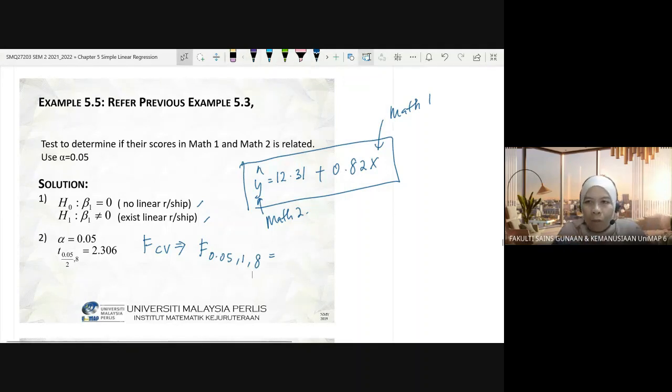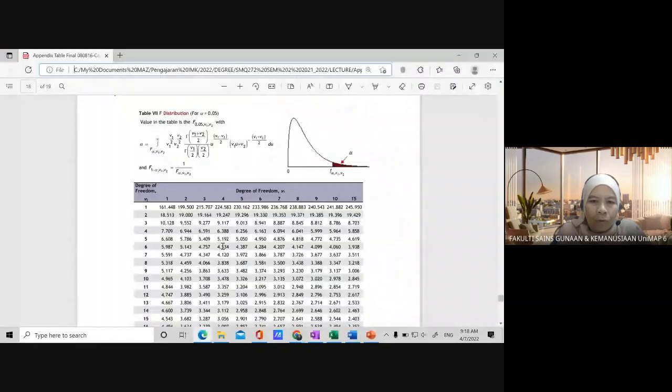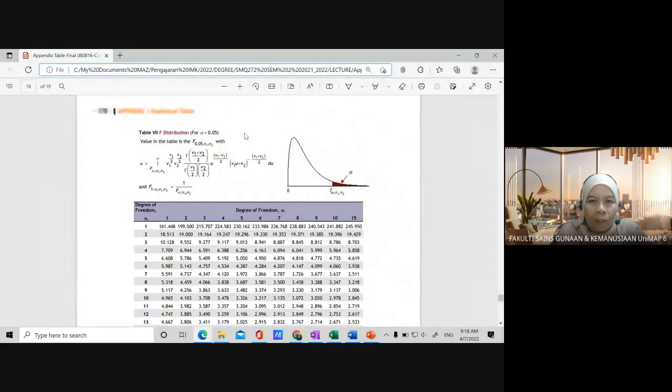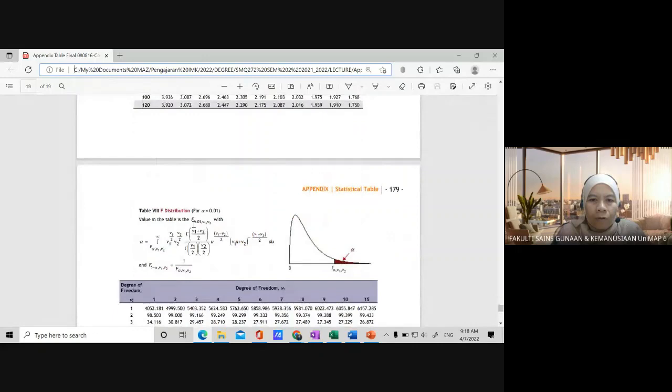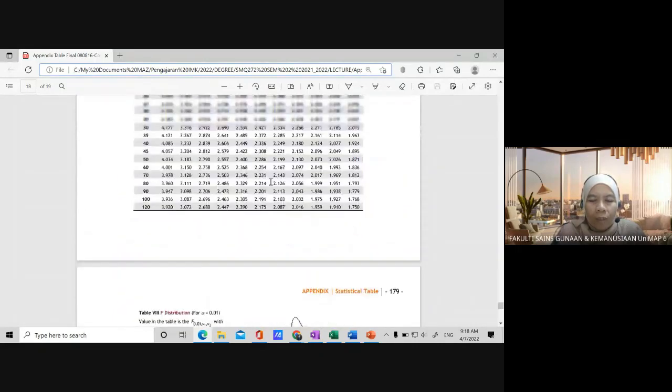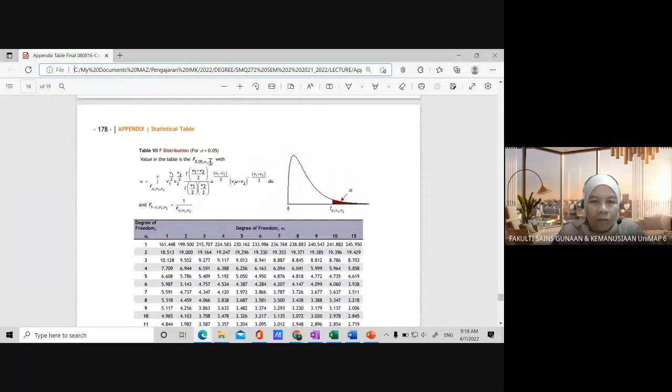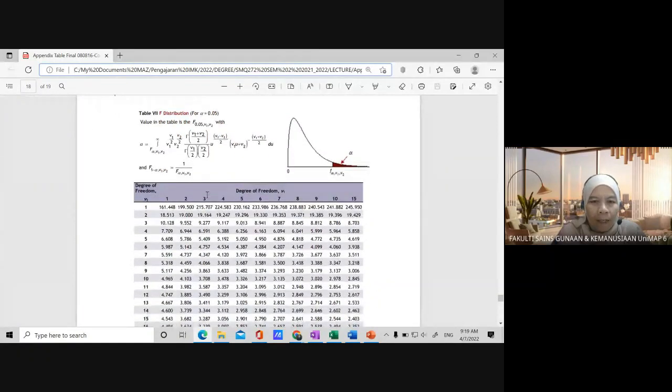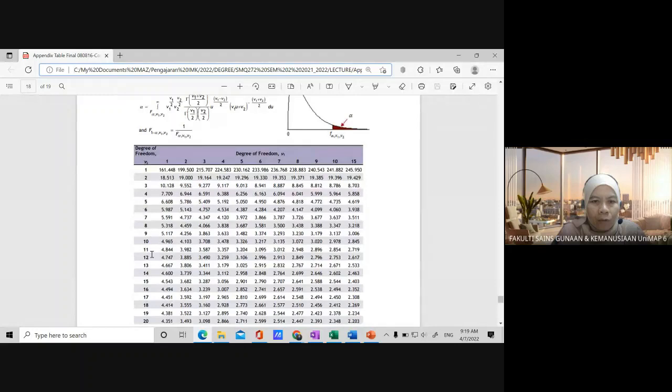Okay, look at our F distribution table. Go to your F using your alpha 0.05. So look for the correct alpha. Do not use the wrong alpha. You have 0.01 and 0.05. Since you are using 0.05 and the degrees of freedom V1 is 1 and V2 is equal to 8, your F critical value is 5.318.